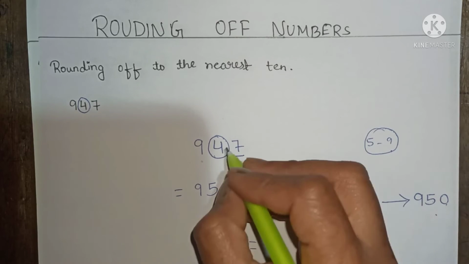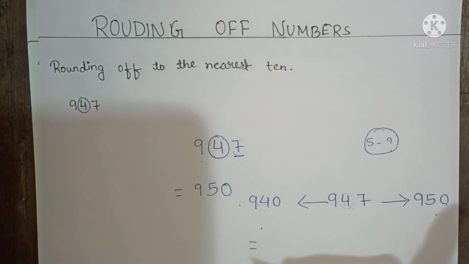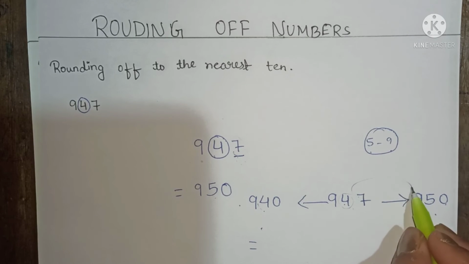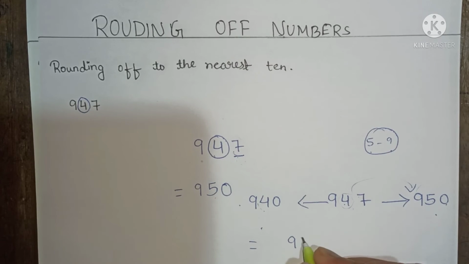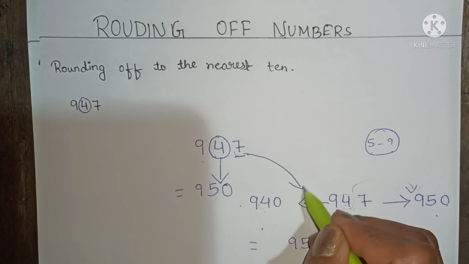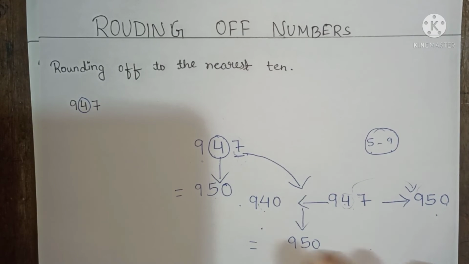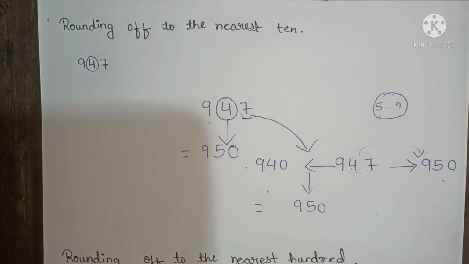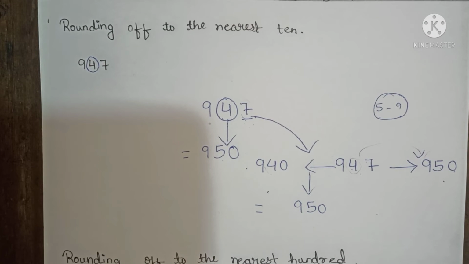Now since this 7 is between 5 to 9, it will fall to the next number. So what is the next number? 950. So आप ऐसे directly कर सकते हैं या फिर you can just follow this step and find the answer. Any one step you can follow. Okay? This is rounding off to the nearest 10.